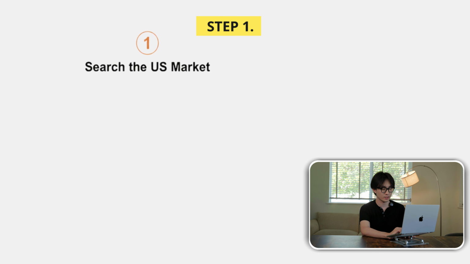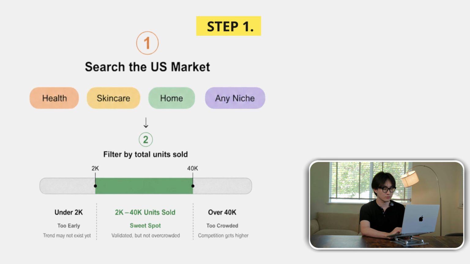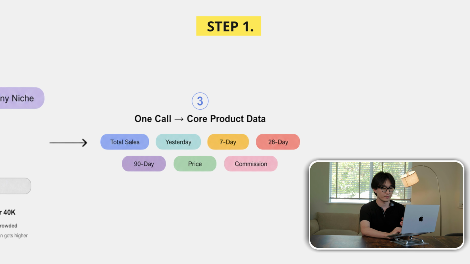First, search the US market, pick your category, health, skincare, home, any niche works. And for total sales, I like 2,000 to 40,000. Under 2,000 units sold is too early. There might not even be a trend yet. And over 40,000 is a bit too blown up. The competition probably gets too high. And this one call already gets us the basics. It outputs total sales, 7 days, 28 days, 90 days, yesterday's sales, price, and commission.